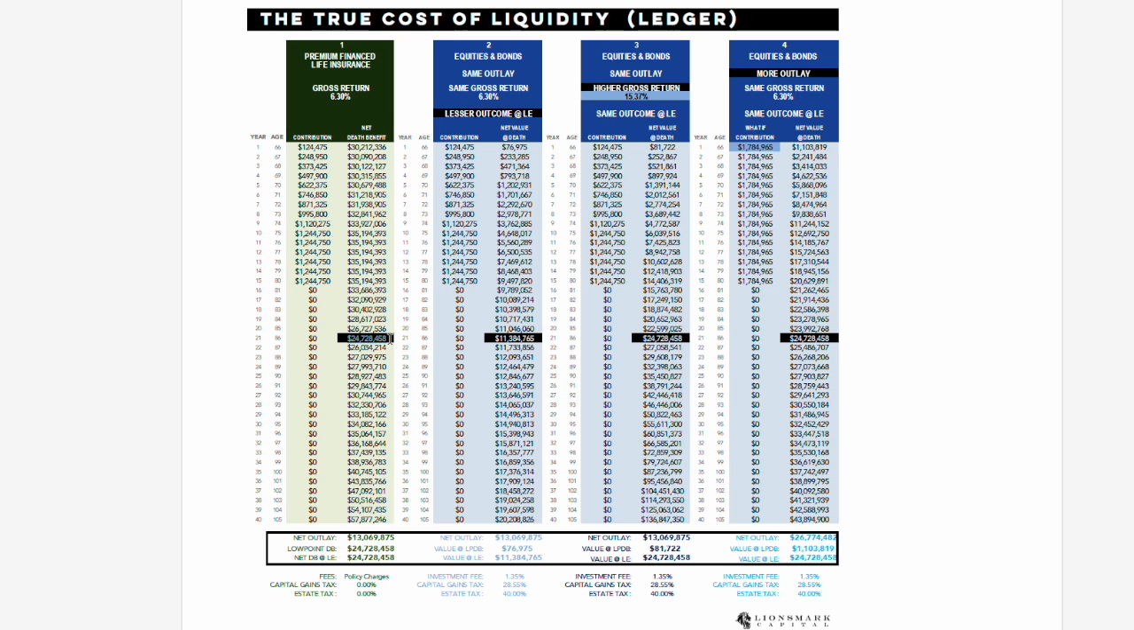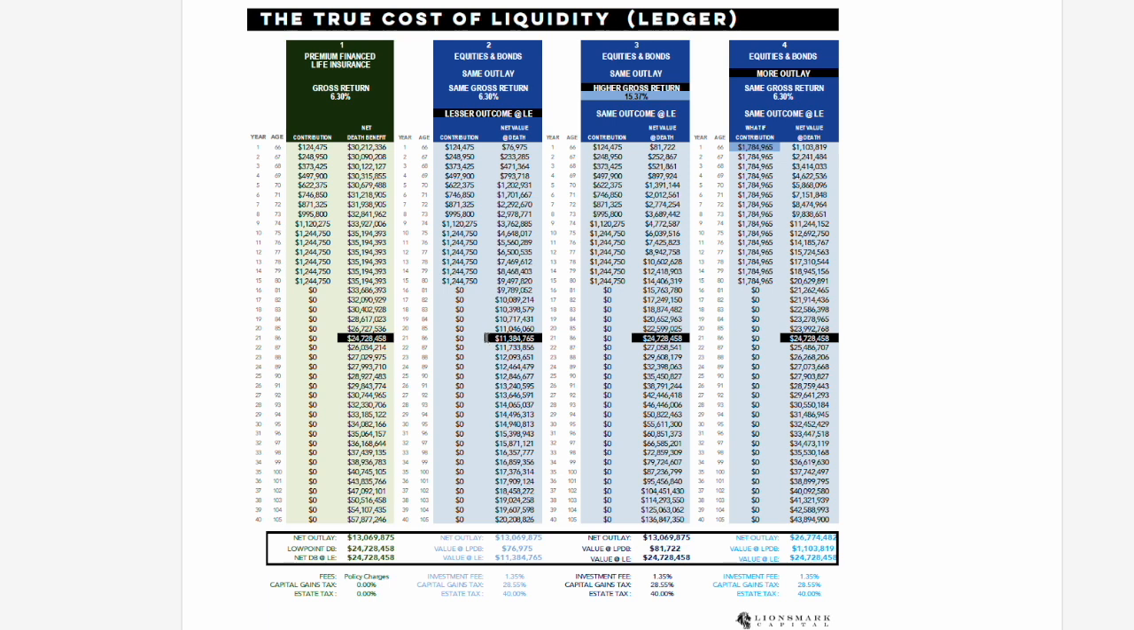And again, this is assuming the same 6.3% gross return in both the premium finance life insurance policy as well as the equities and bonds account. But some clients say, well, I can get a greater return than 6.3% in my equities and bonds account. Though that may be true, if that was the case, the index return in the premium finance life insurance policy would probably be greater than 6.3% as well. So in this scenario here, we're just comparing apples to apples.